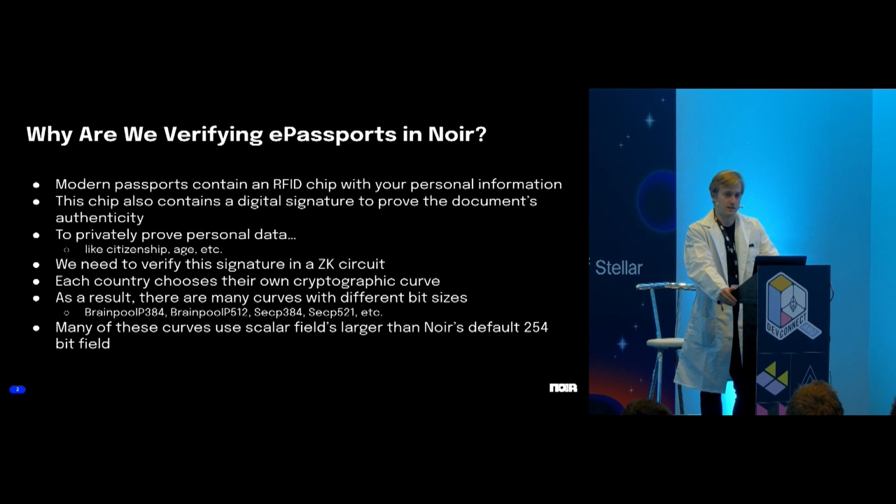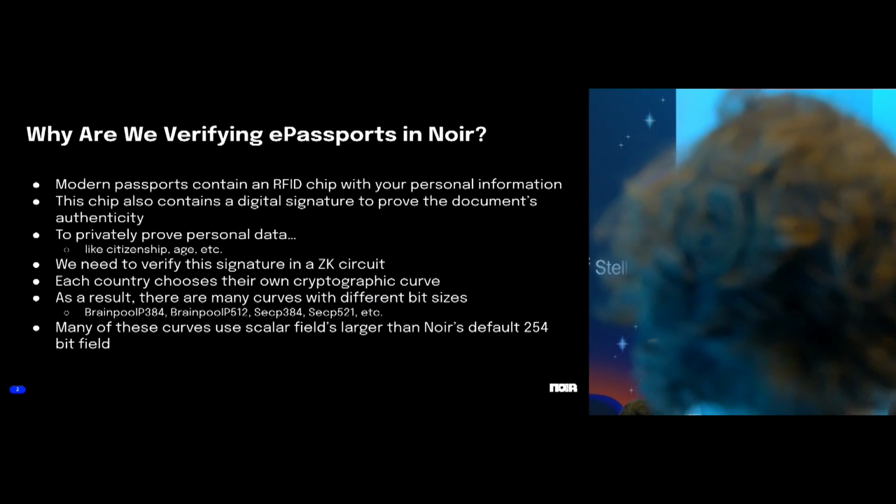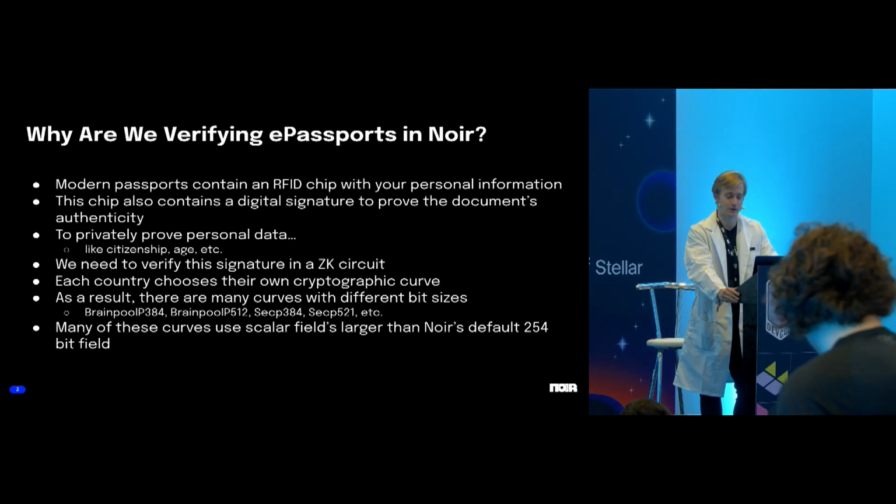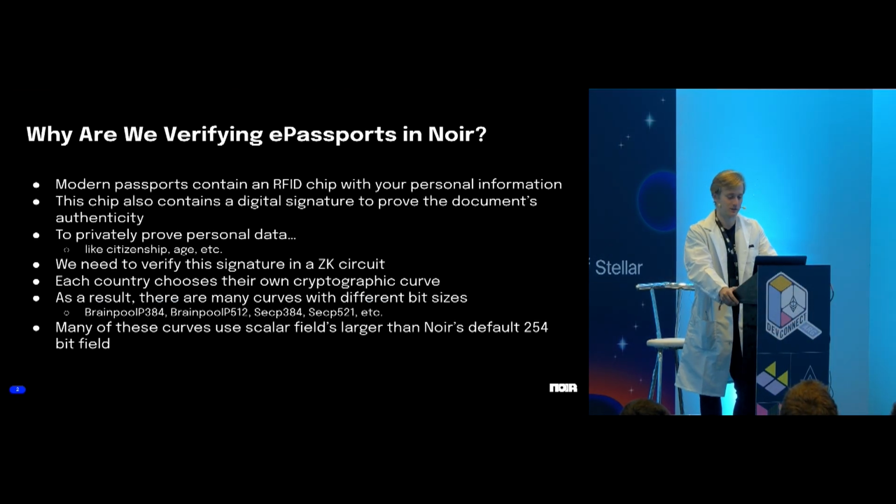However, the issue is that once you start to apply things in production, you realize there's a lot of edge cases. Every country has its own cryptography. They use their own cryptographic curve. I've listed a few here, but there are many, many more. You can probably talk to the ZK Passport guys about how many different curves there are, and different bit sizes and different fields. The issue is Noir's native field right now, the one that we support natively, is 254 bits. I've listed a few that are bigger, but there are many that are bigger.